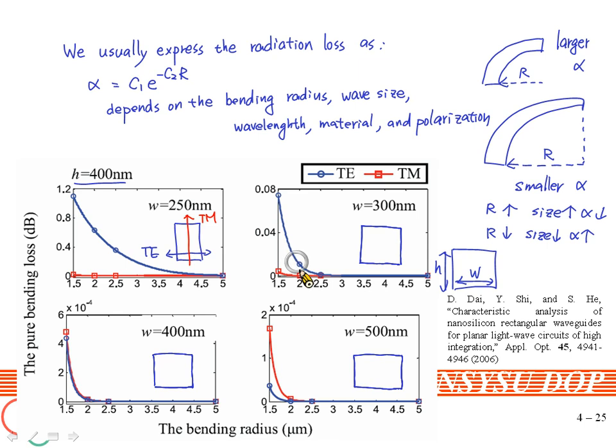Besides, in these four figures, you can see that as we increase the bending radius R, the radiation loss will be reduced, as we have said here. And you can also increase the confinement by using shorter wavelengths or using a higher material index difference. These two ways will provide good confinement for the optical waveguide to reduce the radiation loss.